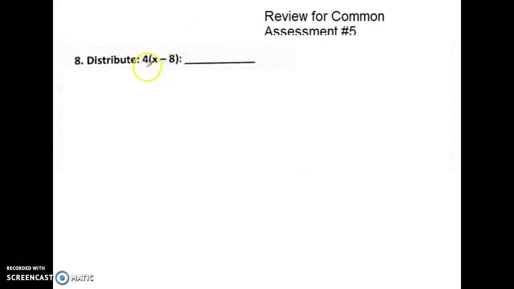Number 8, distribute 4, and it says in the difference of x minus 8. 4 times the difference of x minus 8. That's how you would read this. So this is where you have to distribute to this guy and to this guy.